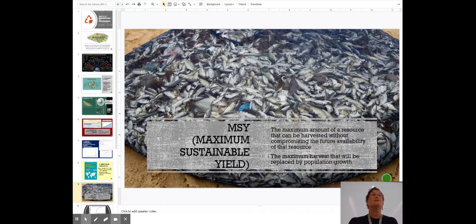So it's the maximum amount of a resource that can be harvested without compromising the future availability of that resource. The maximum harvest that will be replaced by population growth. Remember the fishing lab, right? So you could take two, get two, take two, get two. That's this idea of maximum sustainable yield.